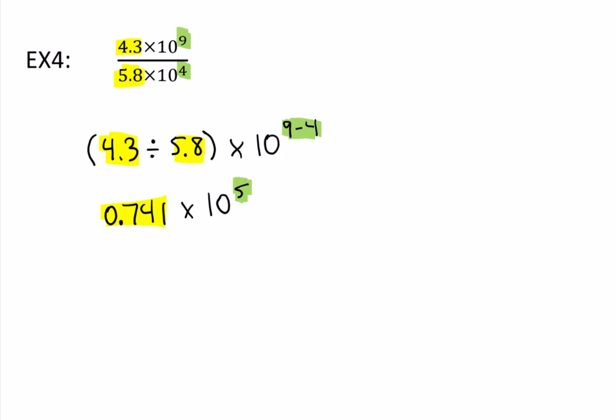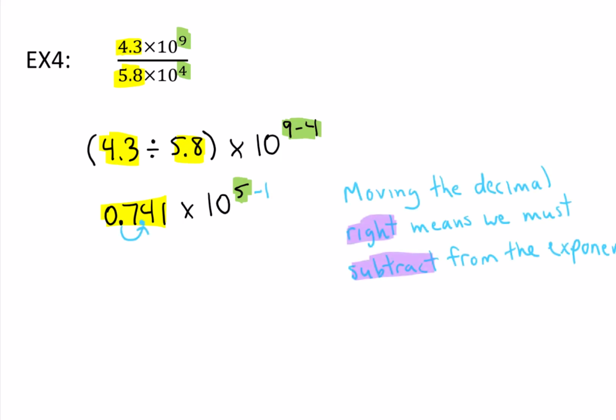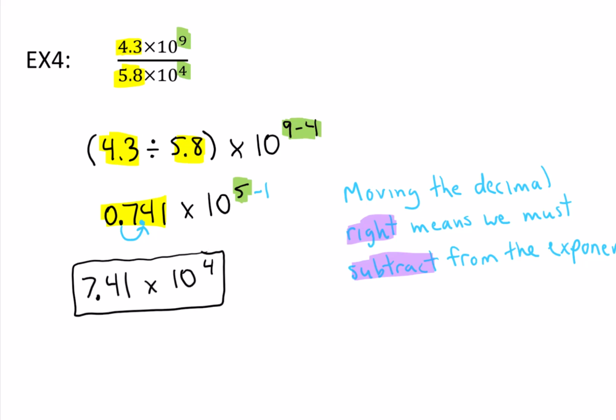And that's our answer, but it's not our final answer because it's not written in correct scientific notation. We got to take that decimal and move it to the right one time so that it's 7.41. And if we have to move our decimal to the right, that means we need to subtract from the exponent. So that's 5 minus 1. And there it is, our final answer, written in correct scientific notation, is 7.41 times 10 to the 4th power.